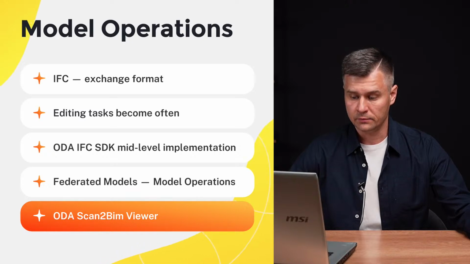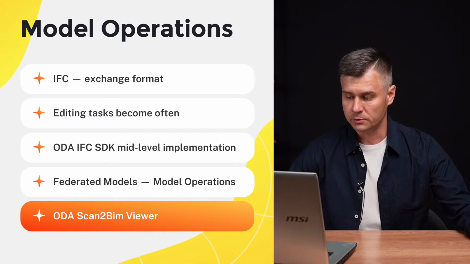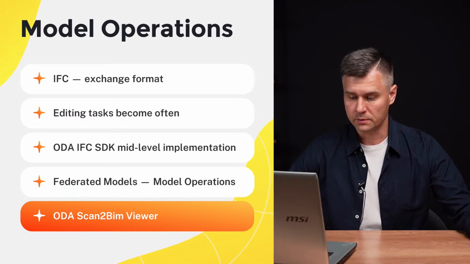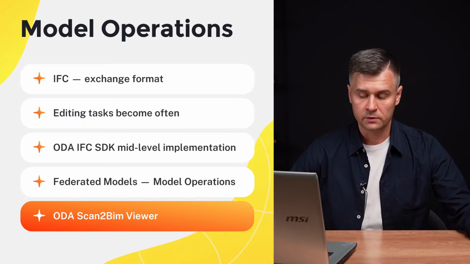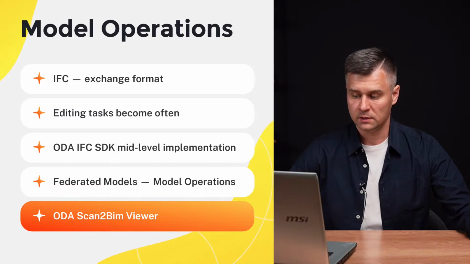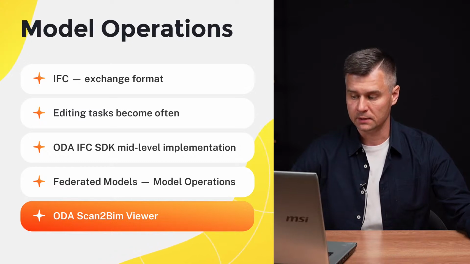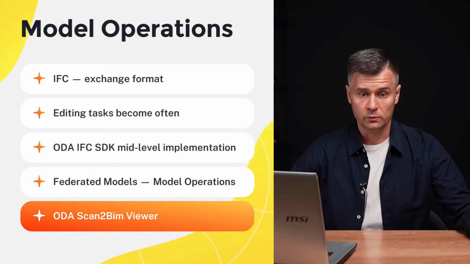And such features for static editing of models include the possibility of interactive geometry update, when deleted objects disappear from the model, existing objects are updated, and new objects appear. A good example of interactive model operations in ODA is ODA Scan to BIM Viewer, which uses the IFC model as a layer for visualization and allows scan geometry to be updated in the sophisticated editing mode.